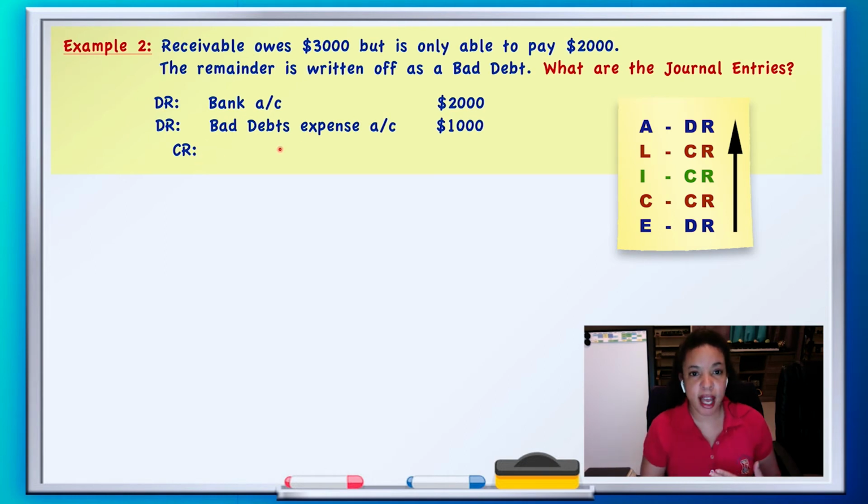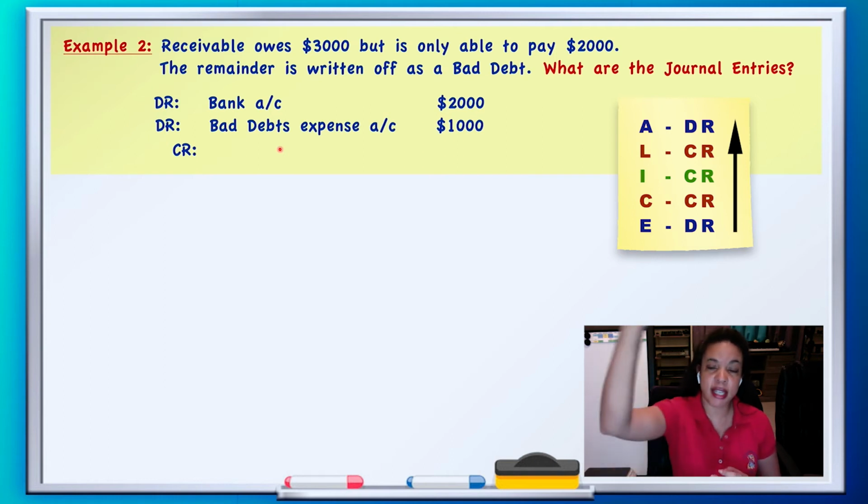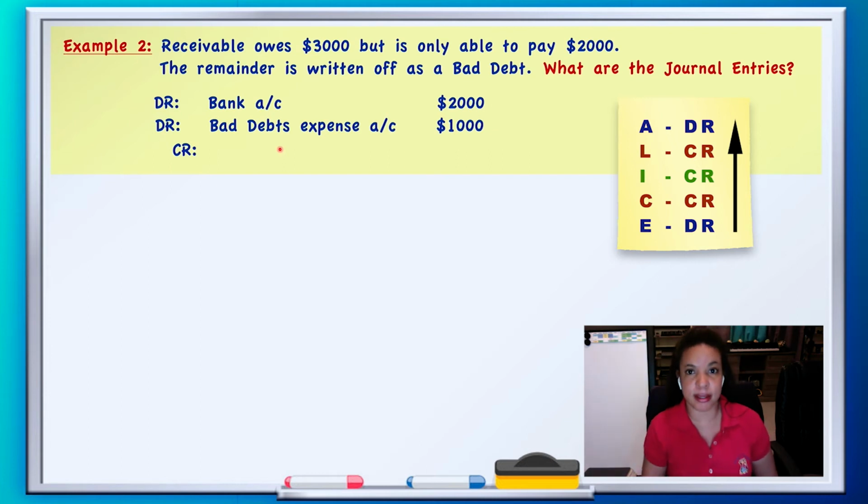The credit. What was the next thing that happened? So we talked about what happened with our bank account. We received $2,000. We talked about what happened with the bad debts. We wrote off $1,000 in terms of bad debts. But what happened in terms of Mr. Receivable or Mrs. Receivable or Miss Receivable? What happened in terms of that debtor? That debtor owed $3,000. Of that $3,000, the person paid $2,000, which means that they owe $2,000 less because they paid it. So you're going to have to credit the receivable $2,000.